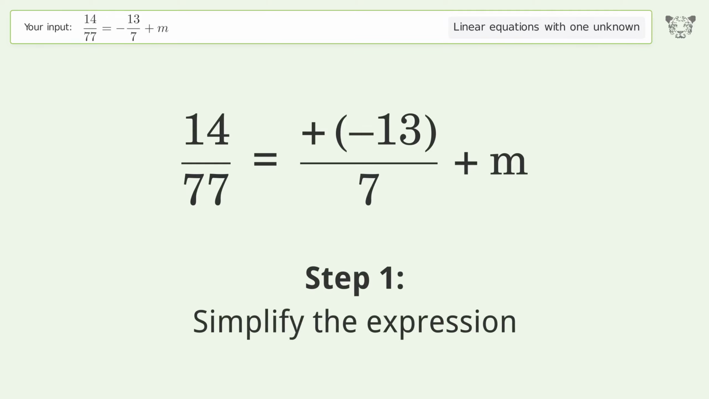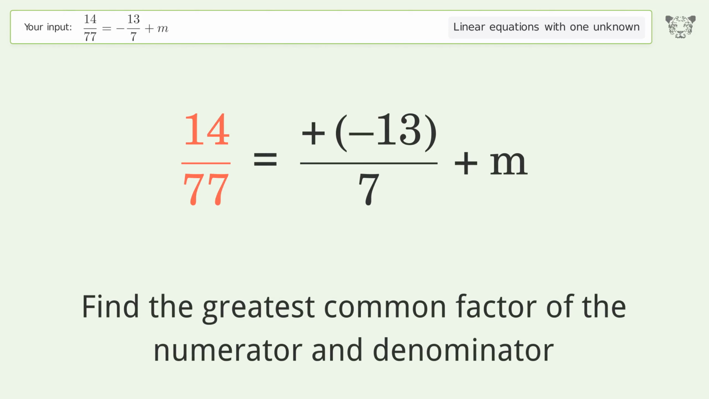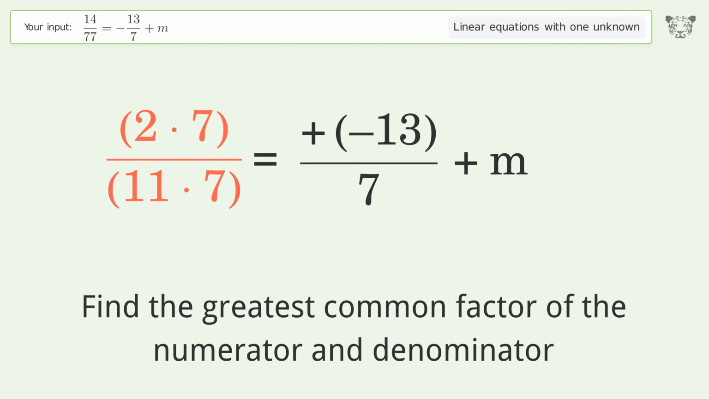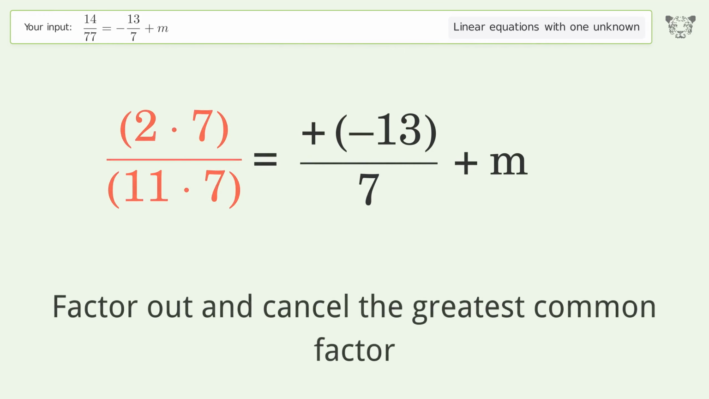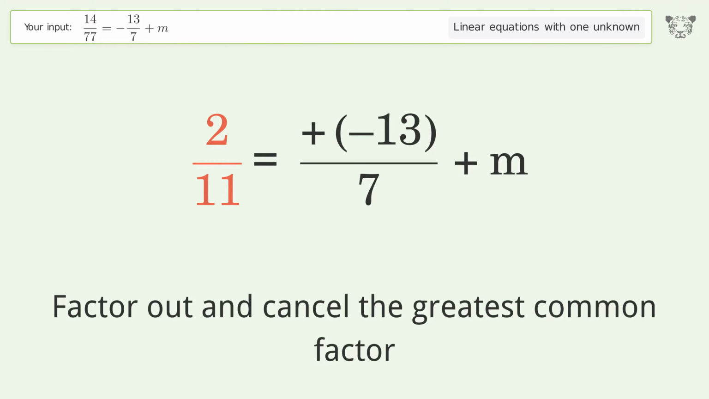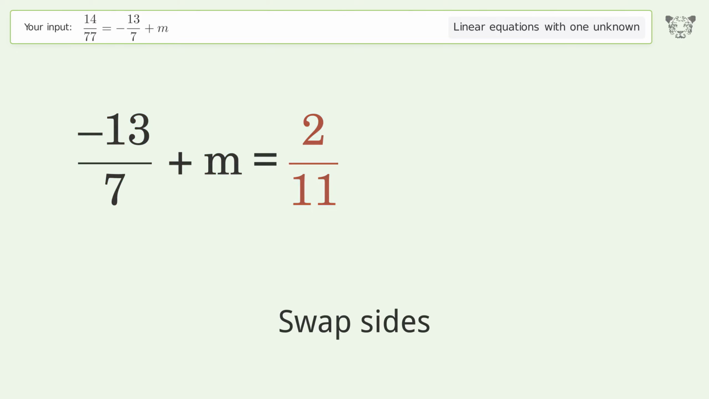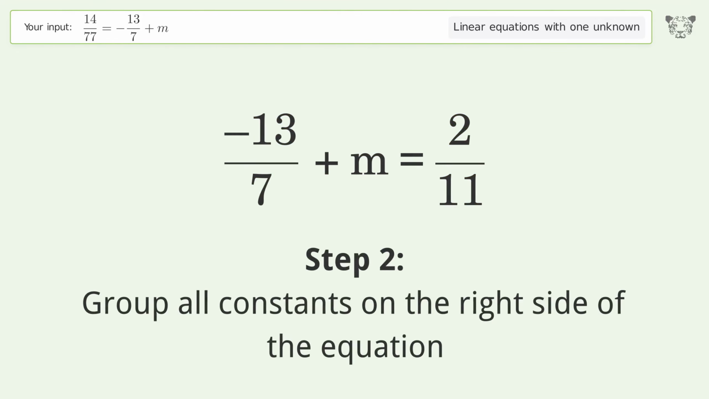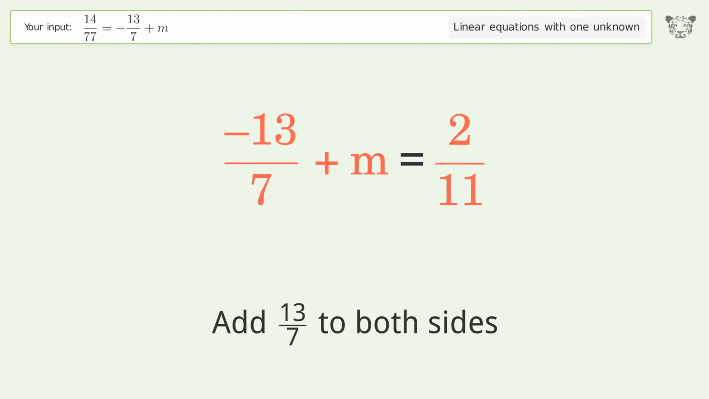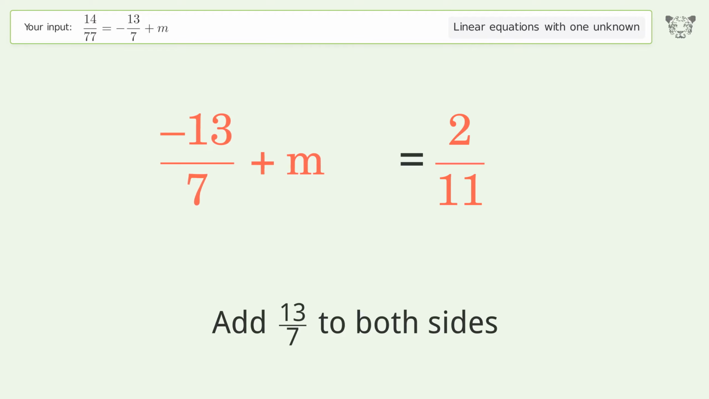Simplify the expression. Find the greatest common factor of the numerator and denominator. Factor out and cancel the greatest common factor. Swap sides. Group all constants on the right side of the equation. Add 13/7 to both sides.